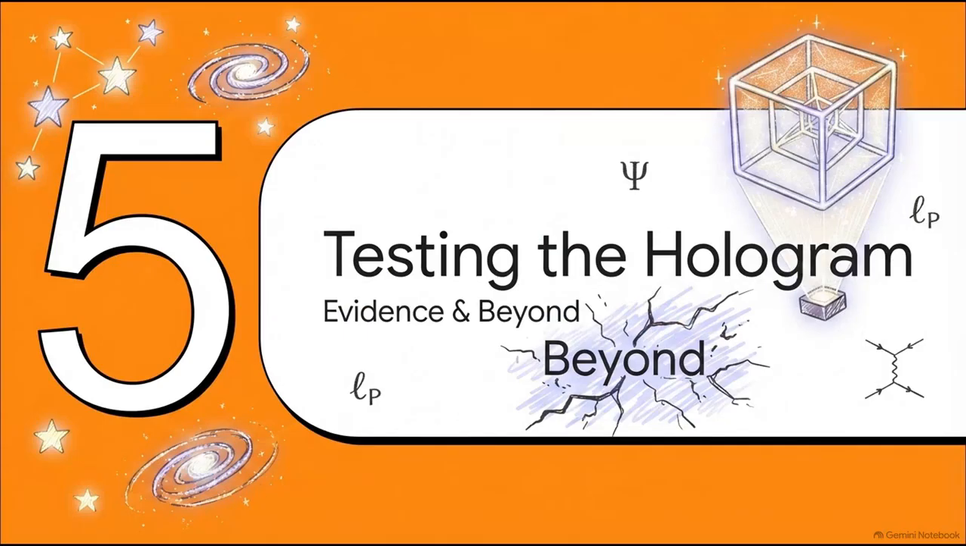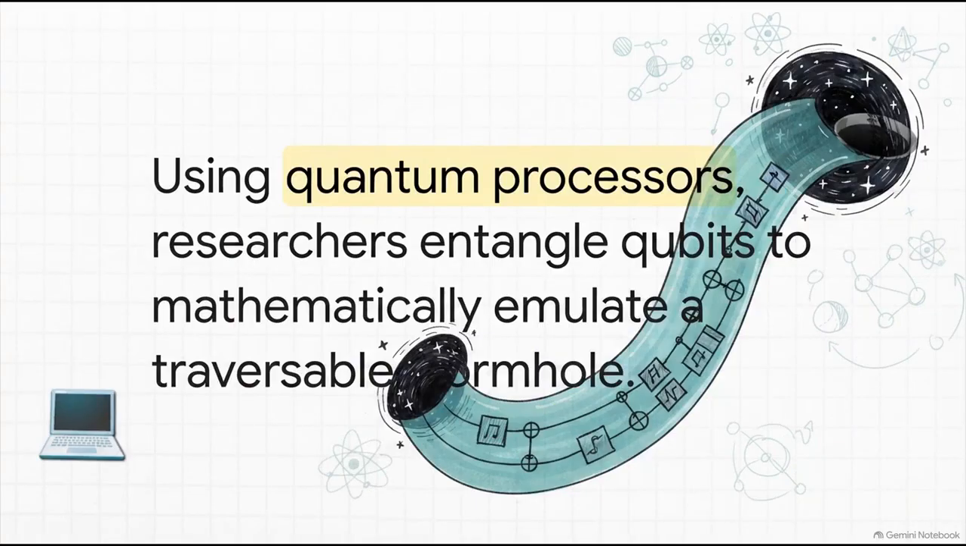Section 5. Testing the hologram, evidence and beyond. So you might be wondering, how on earth do physicists actually test something this abstract? Well, the answer is modern quantum computing.